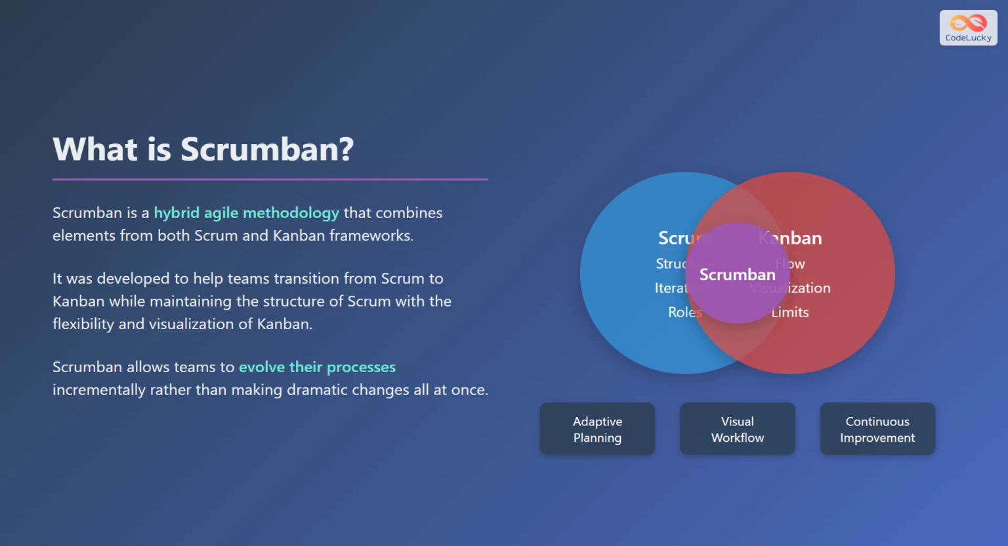As you can see in the diagram, Scrum provides structure, iterations, and roles. Kanban focuses on flow, visualization, and limits. The overlap is Scrumban, focusing on adaptive planning, visual workflow, and continuous improvement.